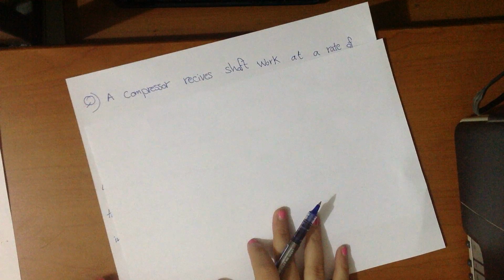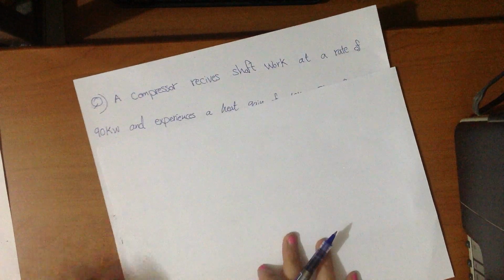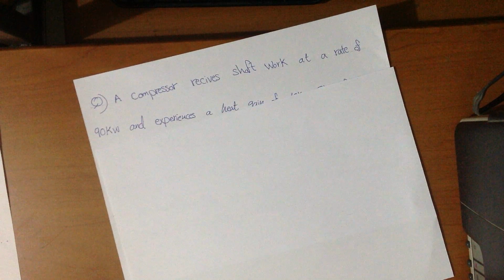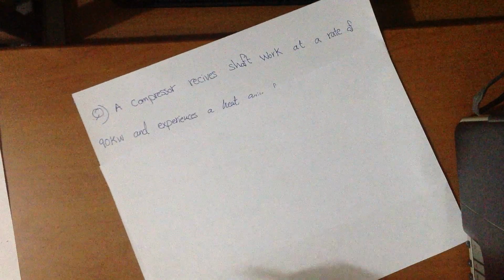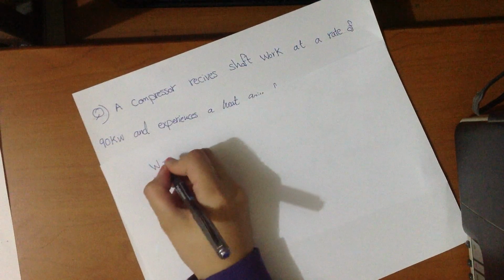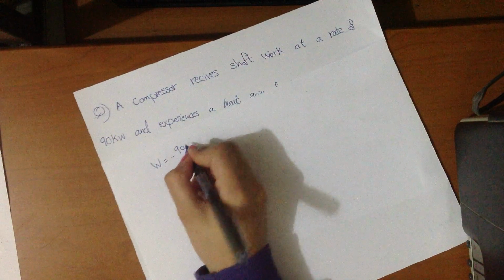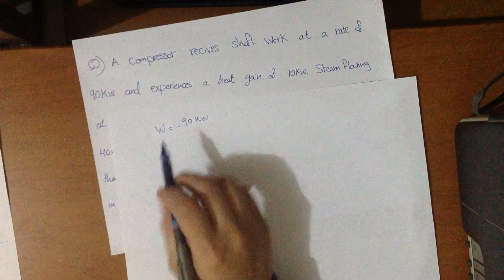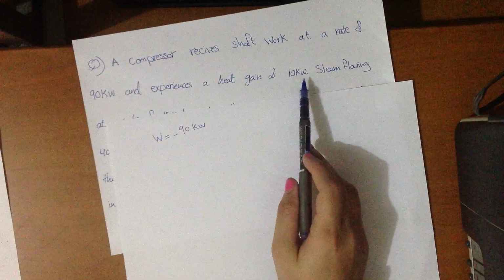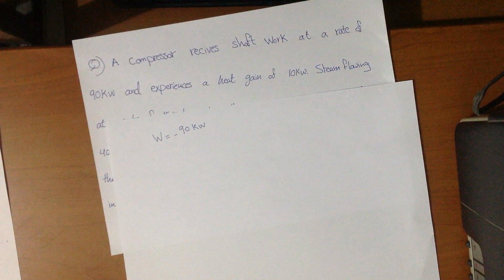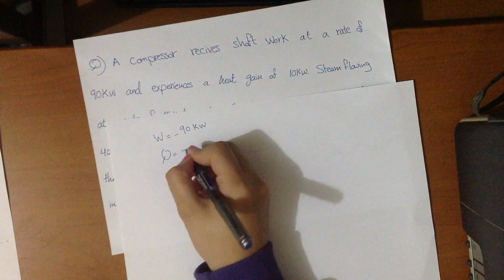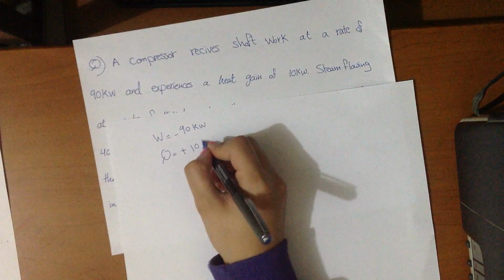So he said that the compressor receives shaft work at a rate of 90 kilowatt. If the compressor is receiving work, the work here is done on the system, on the compressor. That means the work should be negative. So the work is equal to minus 90 kilowatt. And it experiences a heat gain of 10 kilowatt. So heat is coming into the system. The heat is gained, so Q should be positive. It's 10 kilowatt.